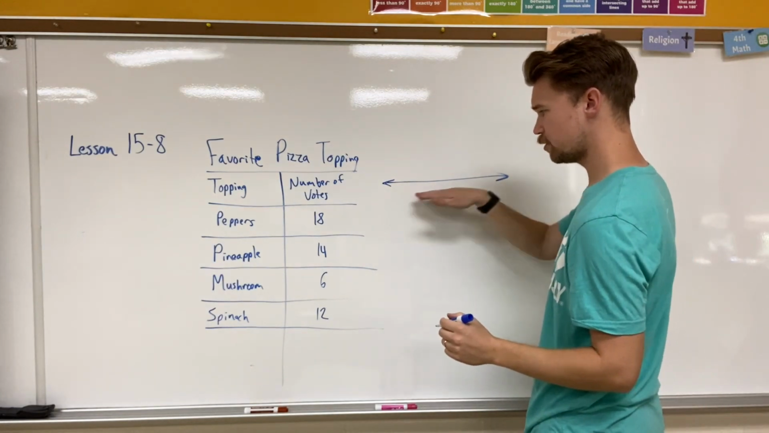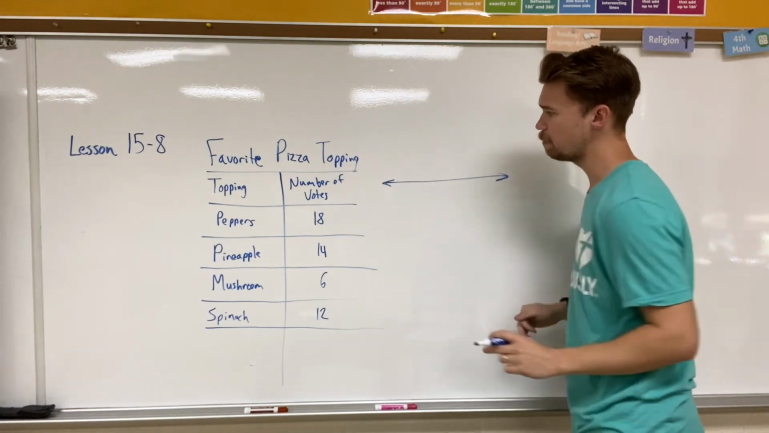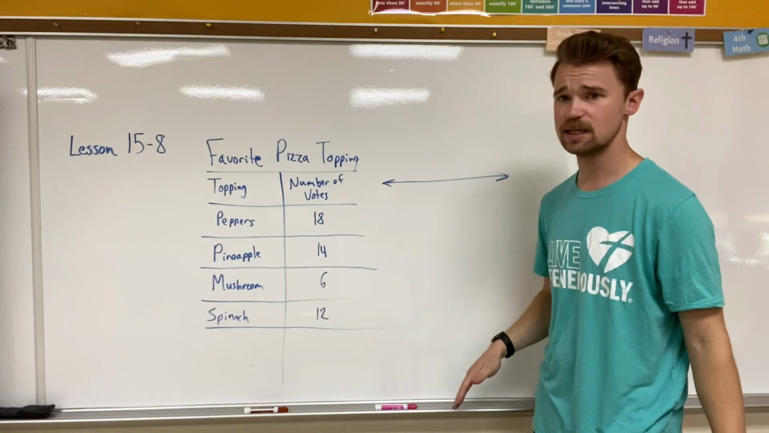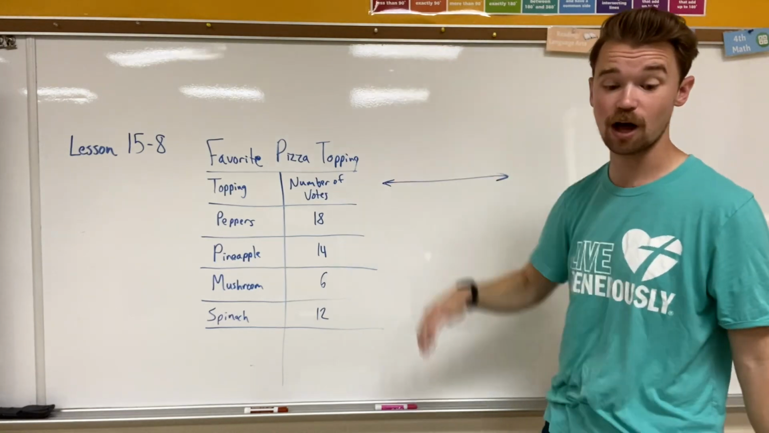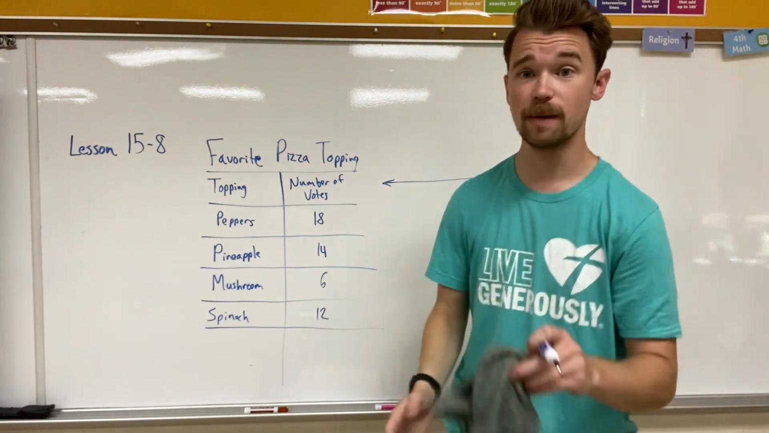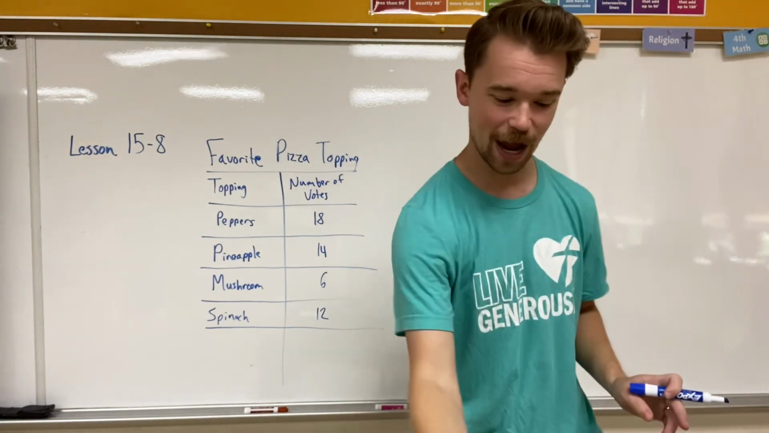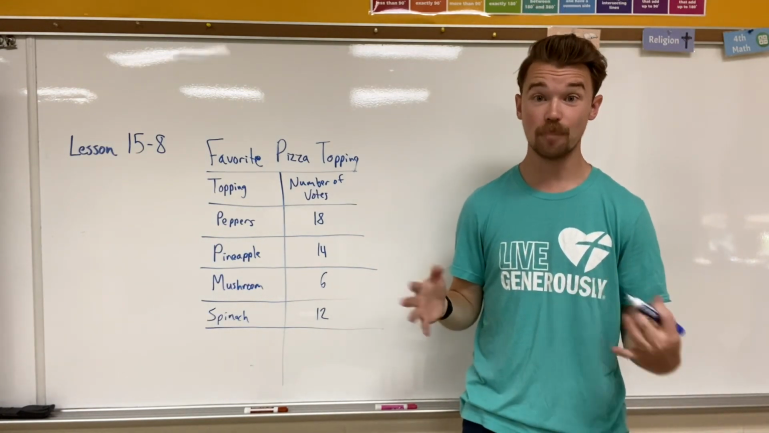I could do peppers, pineapple, mushrooms, spinach, and I could put X's all the way up. But I would need 18 X's and 14 X's, and it would be a lot of X's, and it would reach really tall. Not a very good use of space. So the two types of graphs that they're going to teach you how to use and create today, one is called a bar graph.